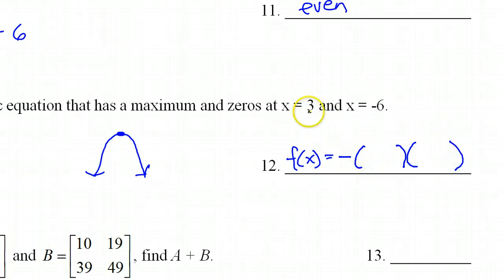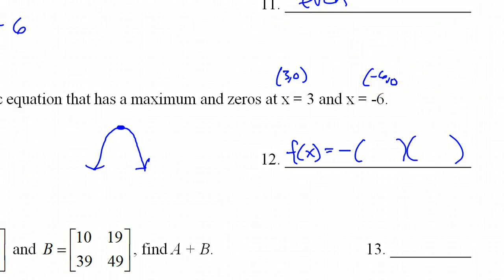Now as far as having these zeros, that means we could get those x-intercepts. We're looking for a function that would have x-intercepts at 3, 0 and negative 6, 0. Whoa, that's an ugly one. Try that again. And we know that we get these zeros by taking factors and setting them equal to 0. So in other words, we could have gotten this zero of 3 from a factor of x minus 3.